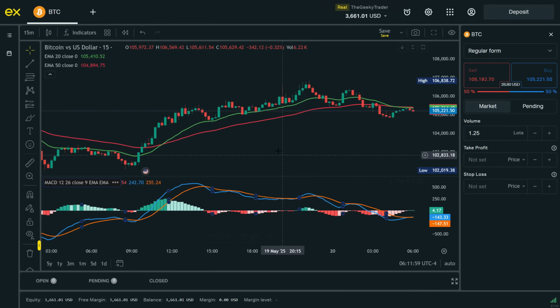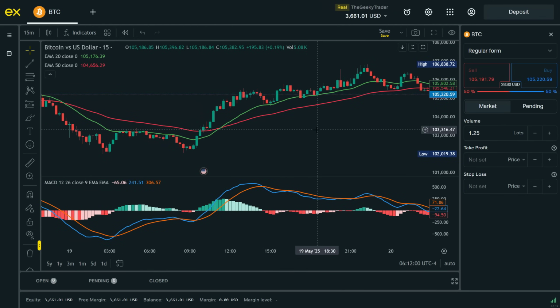Now let's go over the buy setup. This is the exciting part. Here's what we're looking for to confirm a clear buy signal. First, watch for the price to cross above the 50 EMA. That's the red line on our chart. This tells us that the momentum is shifting in favor of the bulls and the market may be heading up. At the same time, check the MACD indicator. We want to see the MACD blue line crossing above the 0 level. This crossover confirms that bullish momentum is picking up strength.